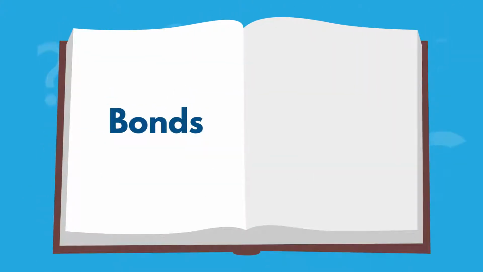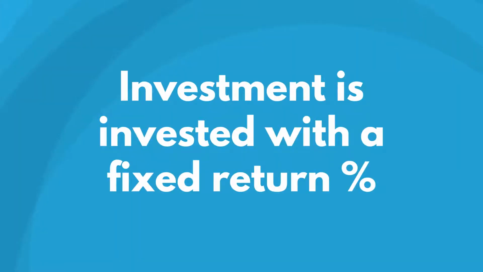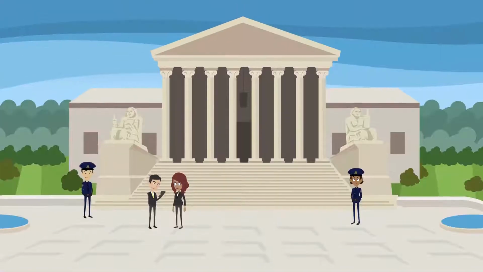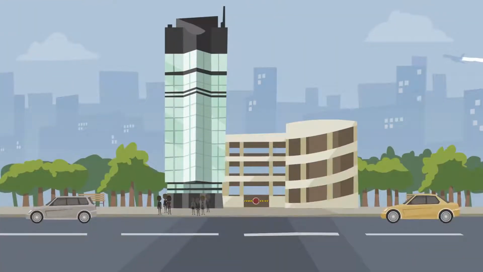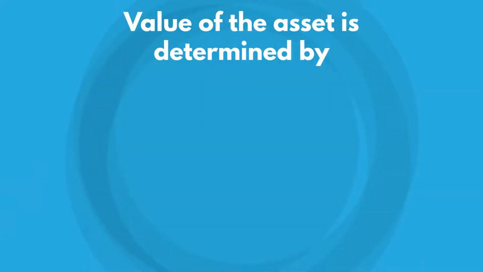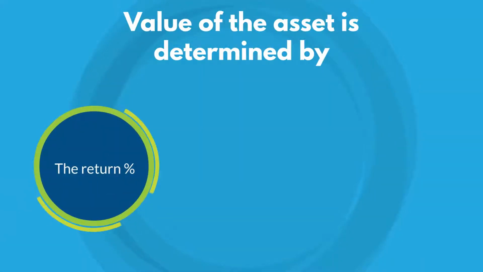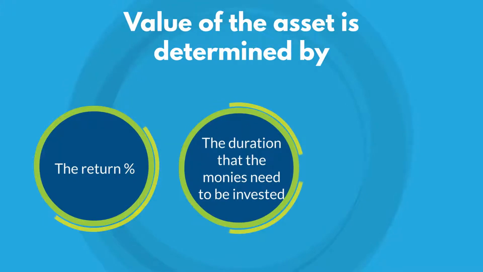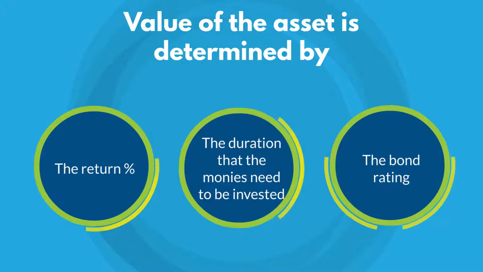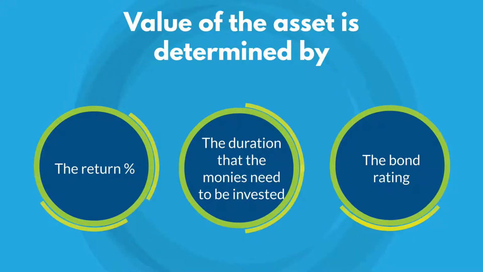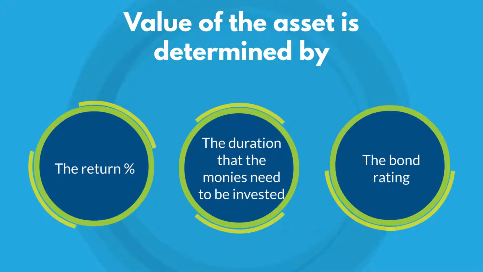Bonds. This investment is invested with a fixed percentage return and the cash is not liquid like money markets. These bonds are usually issued by governments or big corporations. The value of the asset is determined by the percentage return, the duration that the monies need to be invested in the bond, as well as the bond rating. Bond rating agencies give bond ratings from AAA to D, that is, best to worst, which also has an influence on the price of a bond.